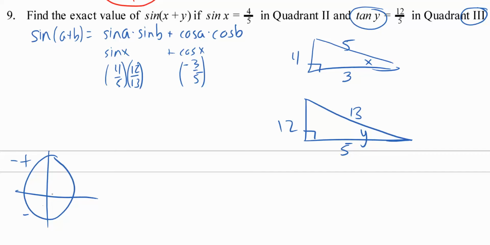Quadrant 3, where sine and cosine are both negative. So that's going to be a negative number. And then the cosine of y, get that notation in there, is going to be negative 5/13.